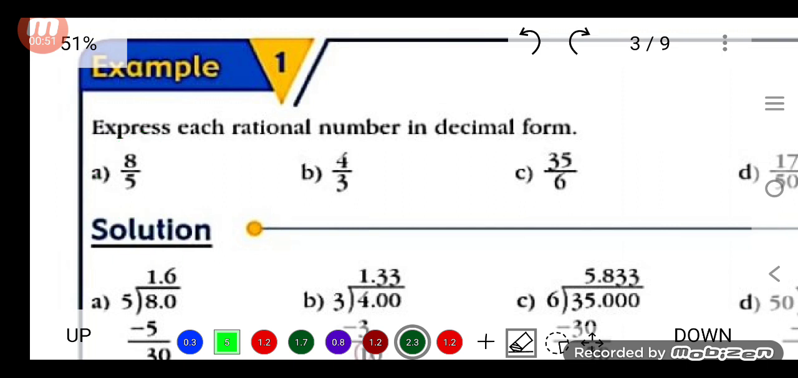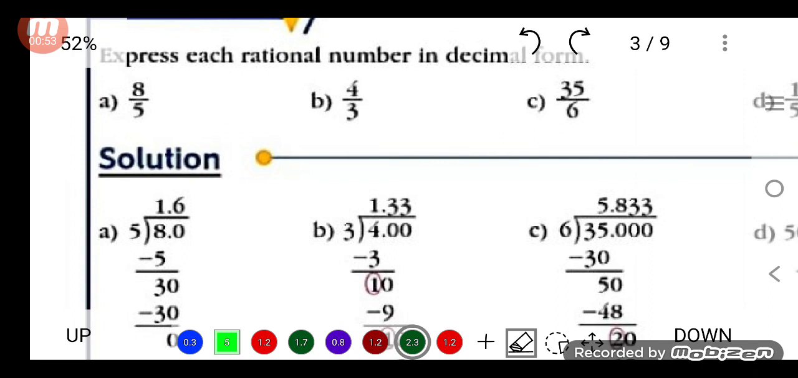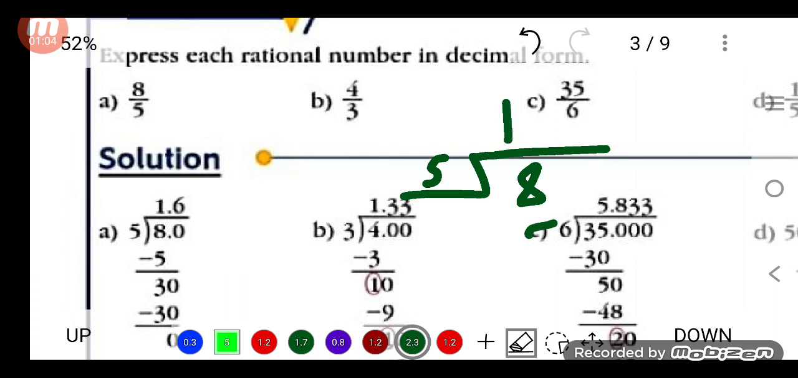You can do long division. Here you have 8 divided by 5. 8 divided by 5 is 1. 1 times 5 is 5. Subtraction, you get 3.